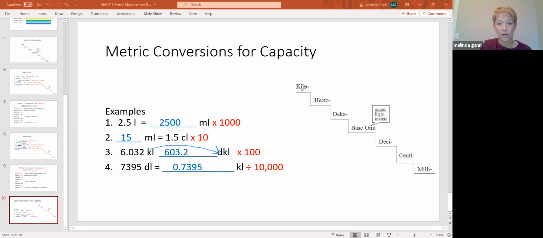So kilo to deca, 1, 2. Remember, I knew it was deca because it's got 3. The bigger one has 3 letters. All right, well, I went down 1, 2 steps. So 10 to the 2 is 100. I'm going from big to small, so I multiply. So that moved the decimal 2 places to the right, 603 and 2 tenths.